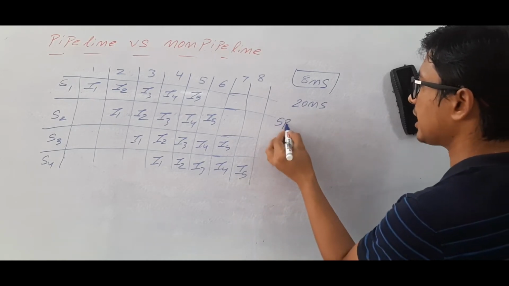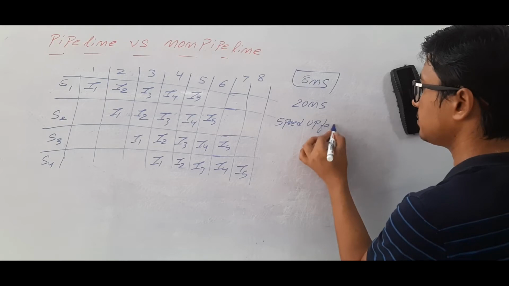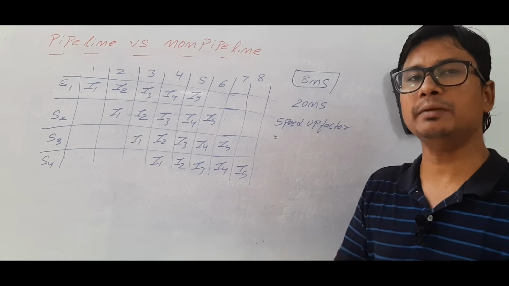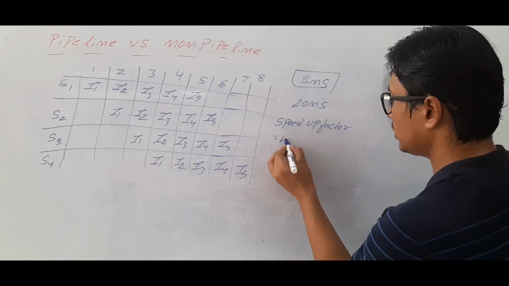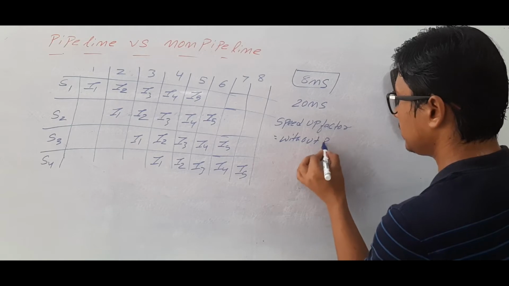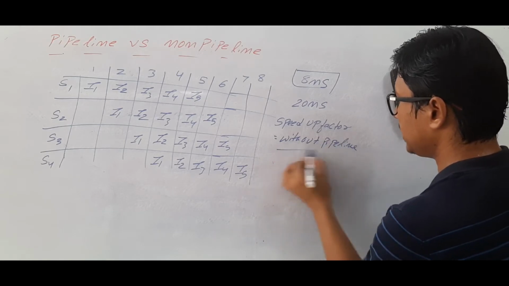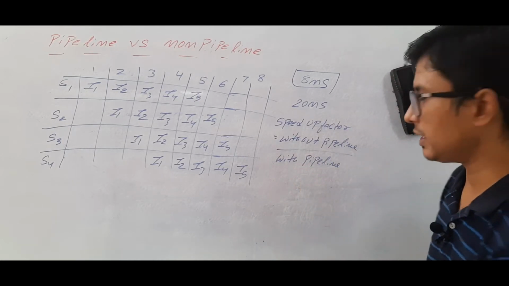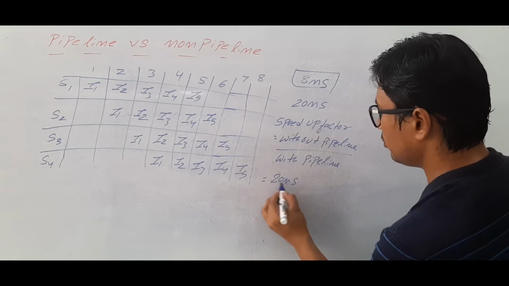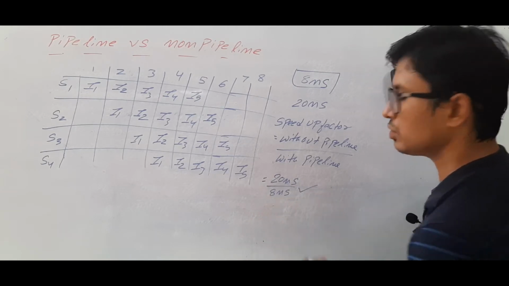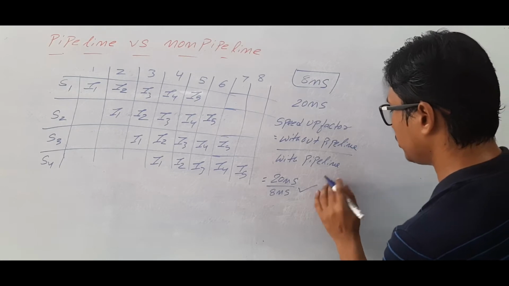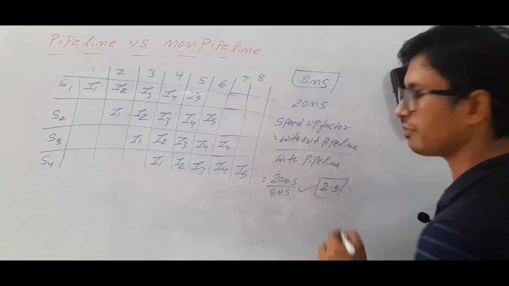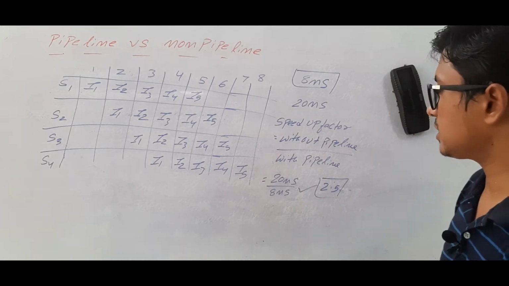So the speed up factor is equal to the time taken without pipeline by the time taken with pipeline. How much time we have taken without pipeline is 20 nanoseconds, with pipeline is 8 nanoseconds. So I can write it as 20 by 8, which is equal to 5 by 2, and 2.5 is the speed up factor. Okay, are you able to understand it or not?